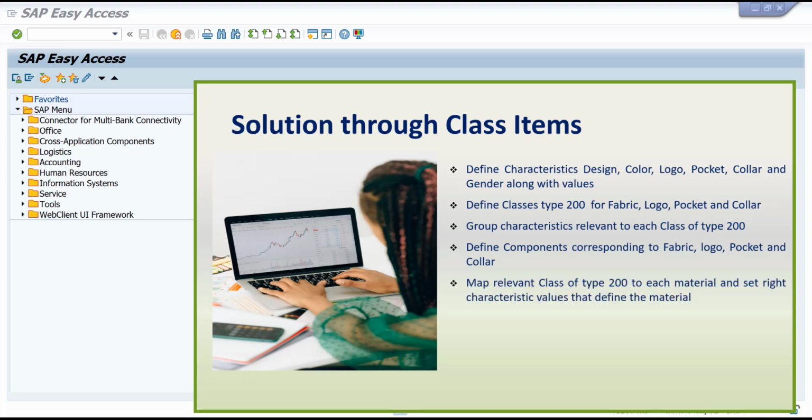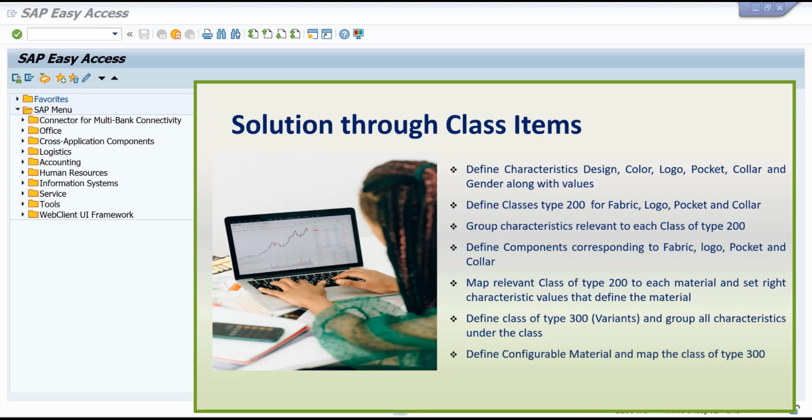For example, for a fabric of plain design and blue color, you map the class of type 200 corresponding to fabric, and then you set the values of characteristics for design and color as plain and blue respectively. In this way, you map classes of type 200 to each type of material and assign the characteristic values. Once this entire definition is done, you define a class of type 300 which is for variants, followed by creation of the configurable material. In the classification section of the configurable material, you assign the class of type 300.